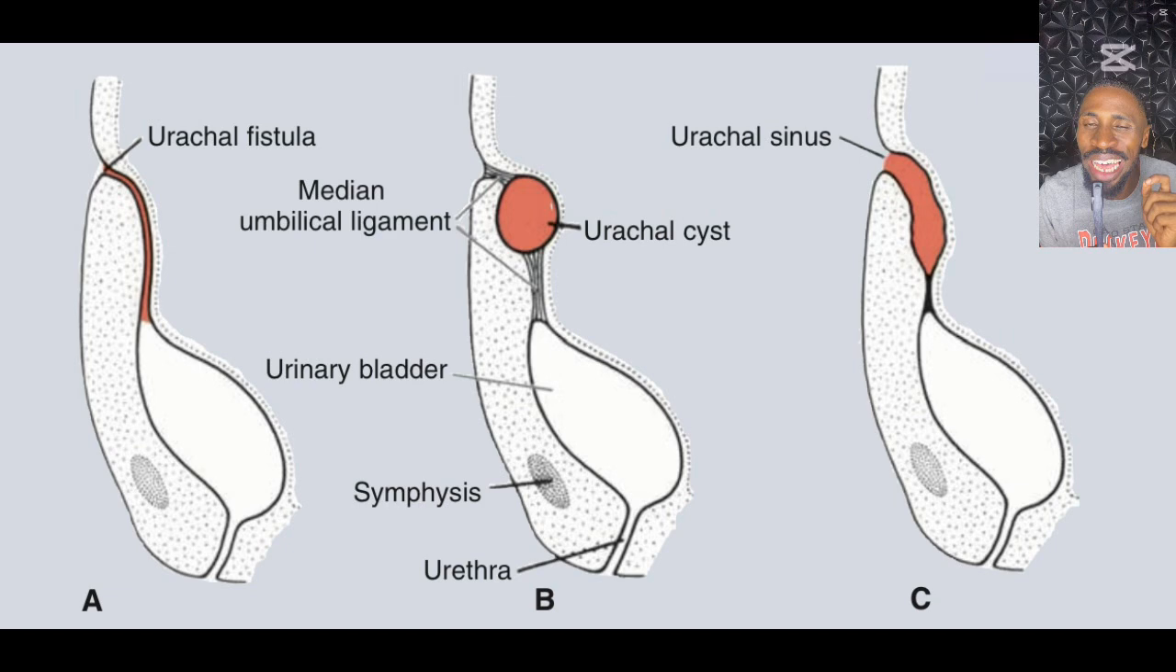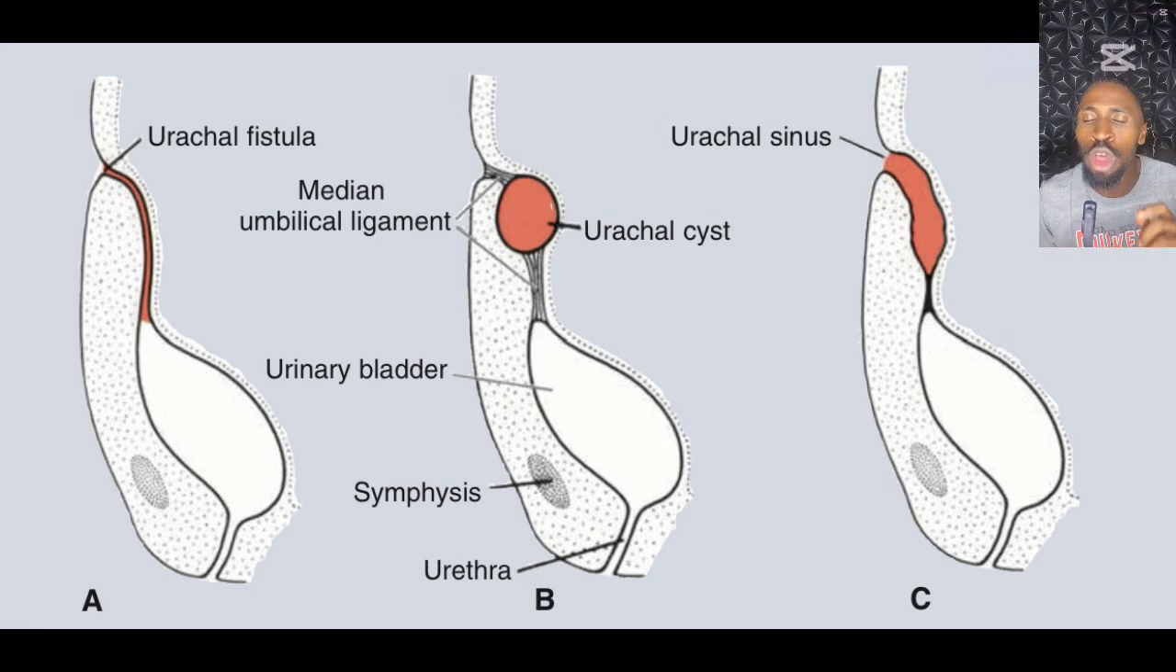But if a local area around the allantois persists, because in the first one, the urachal fistula, all the lumen around the allantois persists. That is why urine can come from the bladder through the umbilicus. But if there's only a small area that persists, there will be a secretory activity which causes cystic dilation to form the urachal cyst. So if there's only a small area in the allantois that persists, it will form what we call a urachal cyst. But if the whole area persists, it will be called a urachal fistula.